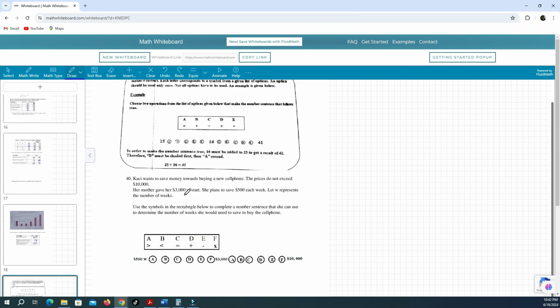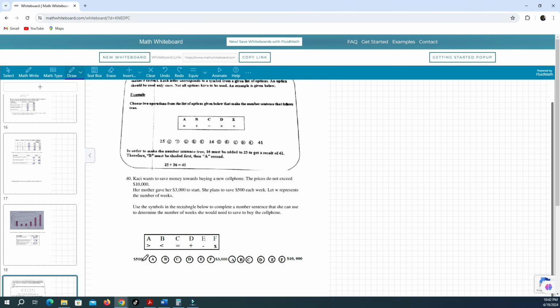Casey wants to save money towards buying a new cell phone. The price does not exceed $10,000. Her mother gave her $3,000 to start. She plans to save $500 each week. Let W represent the number of weeks. Use the symbols in the rectangle below to complete a number sentence that she can use to determine the number of weeks she would need to save to buy the cell phone. Wow, this one looks a little shady.